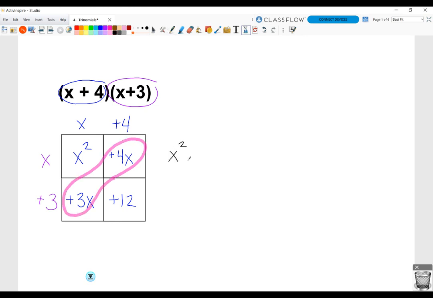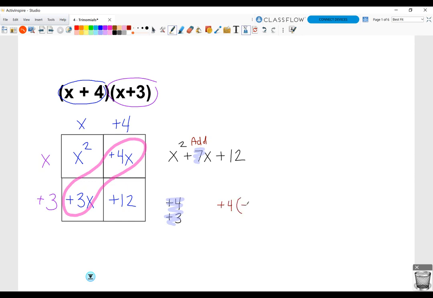So we had an x squared plus, we combined our like terms here to get a 4 plus a 3, which gave me a 7x, and we also got 12. So I want you kind of to look at the pattern here. I started with a plus 4 and a plus 3. And look at the pattern. When I add plus 3 and plus 4 together, I get 7.